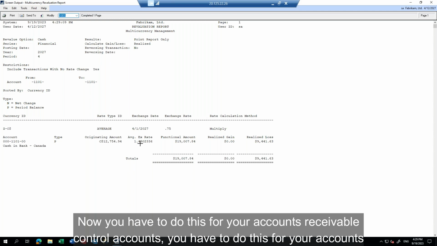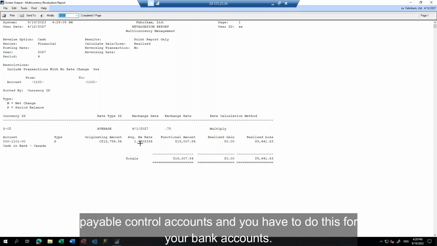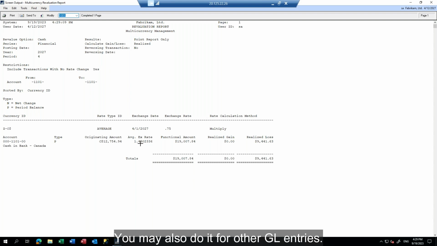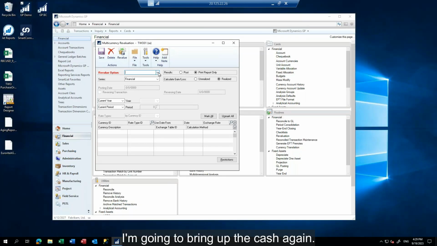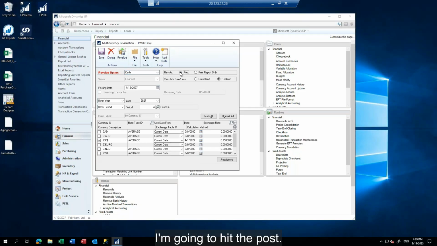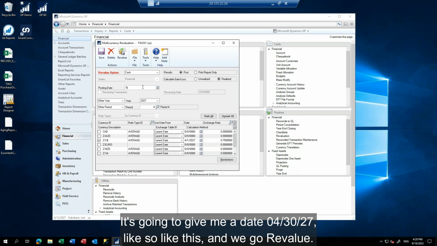Now you have to do this for your accounts receivable control accounts, you have to do this for your accounts payable control accounts, and you have to do this for your bank accounts. You may also do it for other GL entries. So I'm going to post this. I'm going to bring up the cash again. I'm going to hit the post. It's going to give me a date, 04/30/27. Like so, like this, and we go revalue.